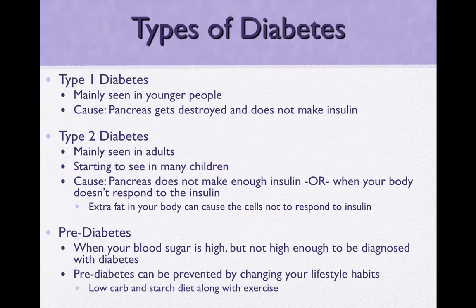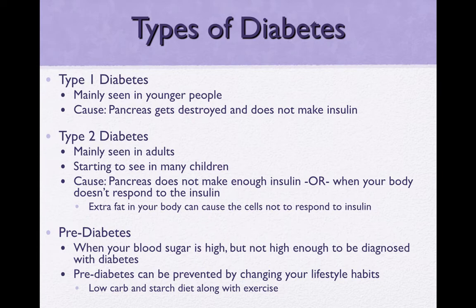Type 2 diabetes is mainly seen in adults, but because of our obesity crisis and the health of our nation, we're starting to see it more in younger children. The cause is the pancreas doesn't make enough insulin, or it's when our body doesn't respond to the insulin that is made. And it's thought that extra fat in our bodies can cause the cells not to respond the way it's supposed to.